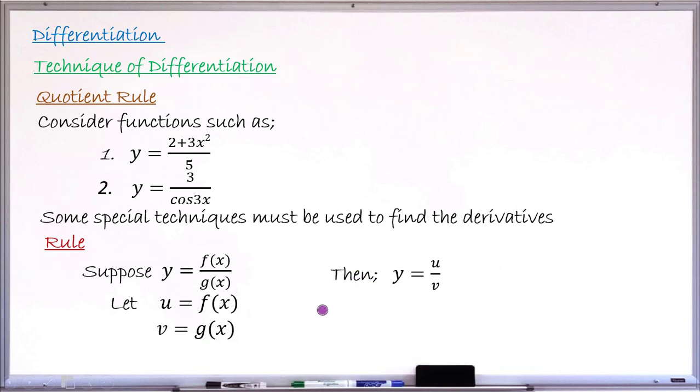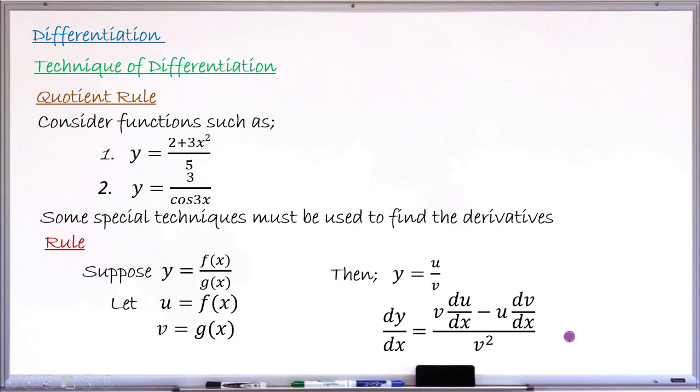So you have this function, which is just the same as the original function. Instead of f of x over g of x, you now have y equals u over v, where u is nothing but f of x, and v is nothing but g of x. If that is the case, the quotient rule says that to find the derivative of these kinds of functions, you make use of this formula: dy by dx equals v multiplied by du/dx minus u multiplied by dv/dx, all over v squared.